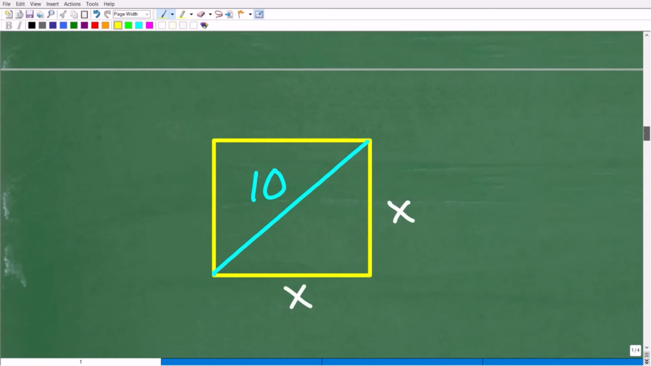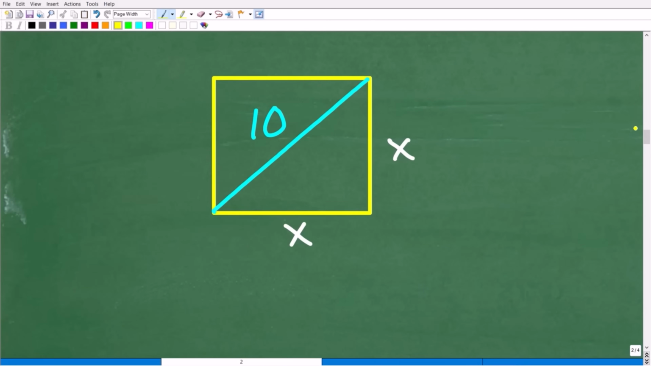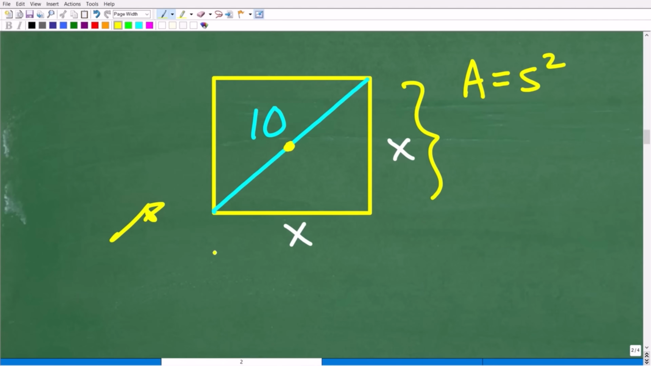Here's what we really have. The radius starts right here from the center of the square, so the center of the circle and the center of the square are in the same position. So here's 5, here's 5. That's the radius. What we need to do is find the area of this square. What's the area of this square? Well, the area is equal to side squared, and we don't know the side, so let's just call it x. That means the area of this particular square is x squared.